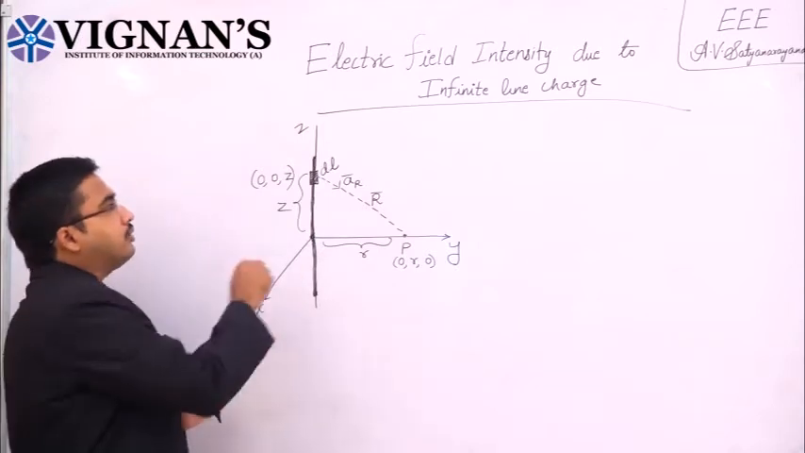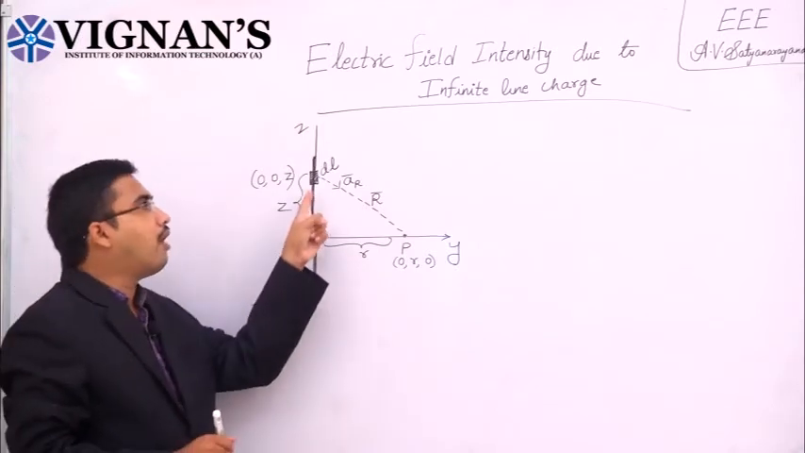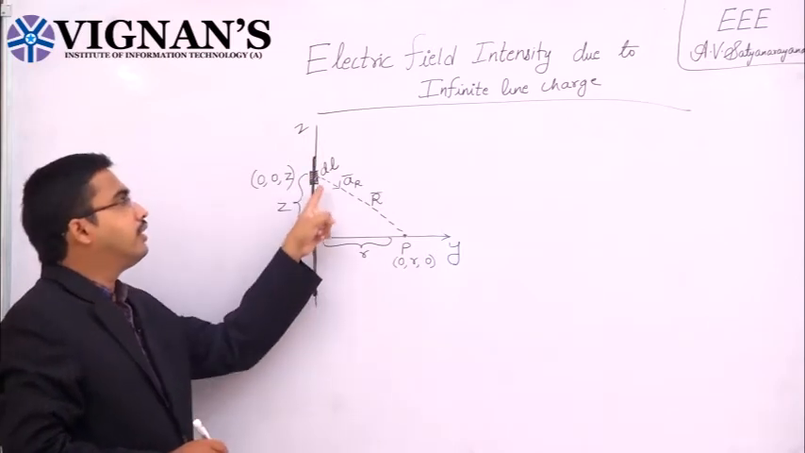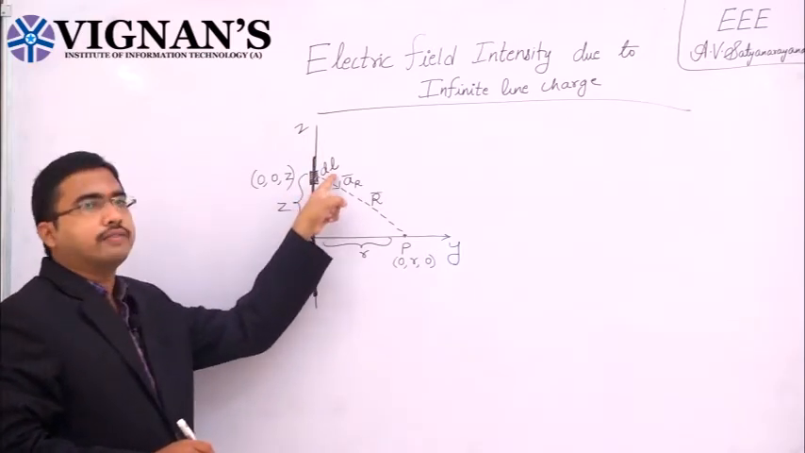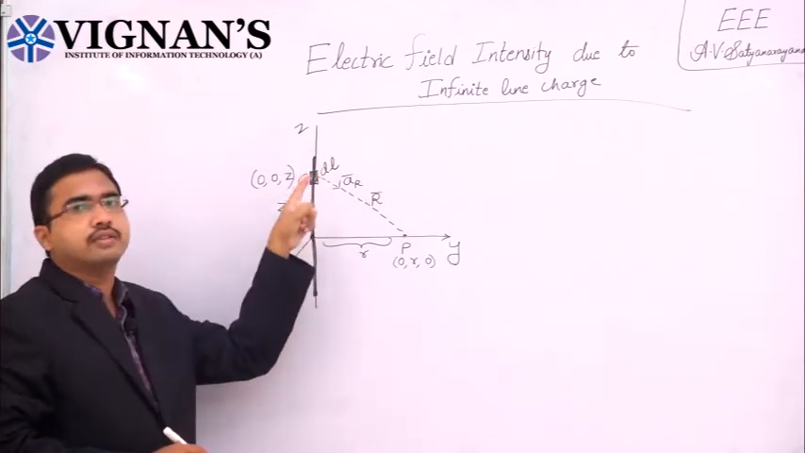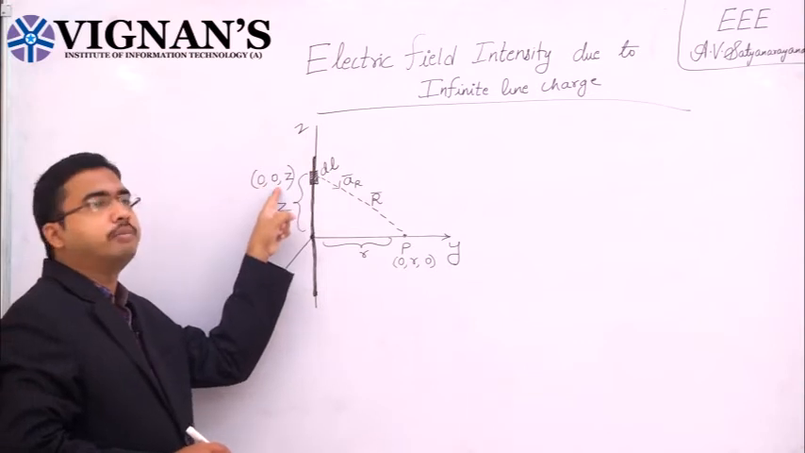Okay. Now, consider only a small differential length dl along this z axis, so that the point of this dl will be 0, 0, z, because this is the z axis. On the z axis x and y coordinates will be 0.